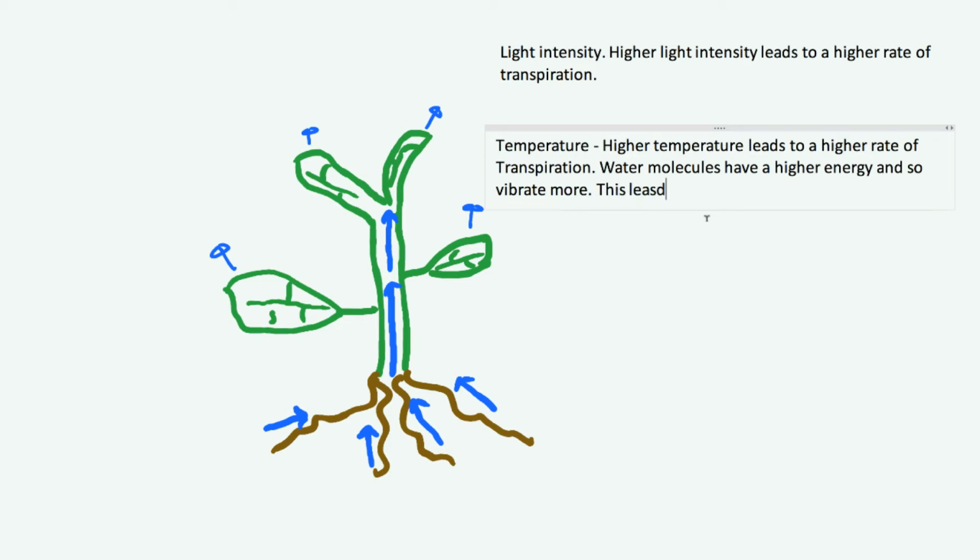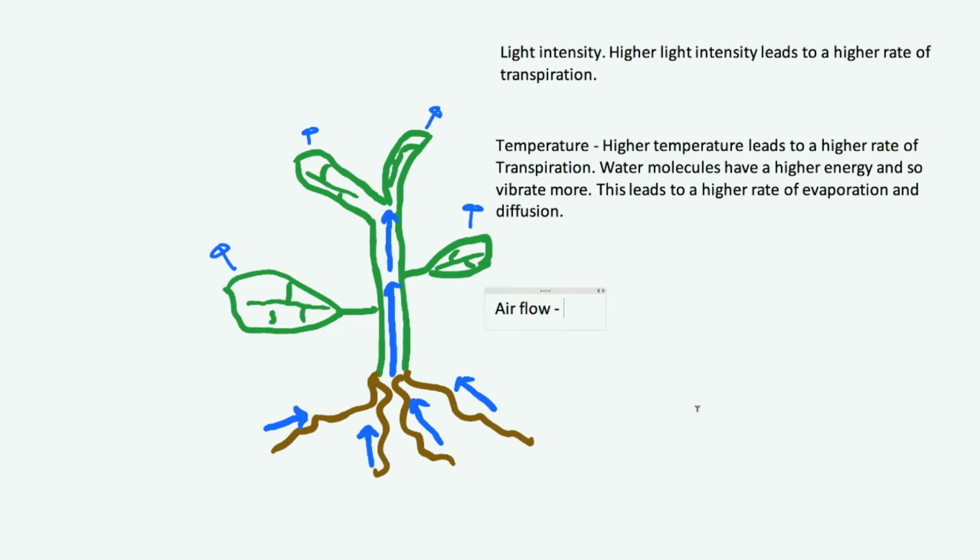Okay, this leads to a higher rate of evaporation and diffusion. Okay, because remember, the water molecules are going to be diffusing out of the leaf via the stomata, and if that's happening faster as a result of a higher temperature, then you're going to have a higher rate of transpiration. Okay, so next we'll talk about airflow.